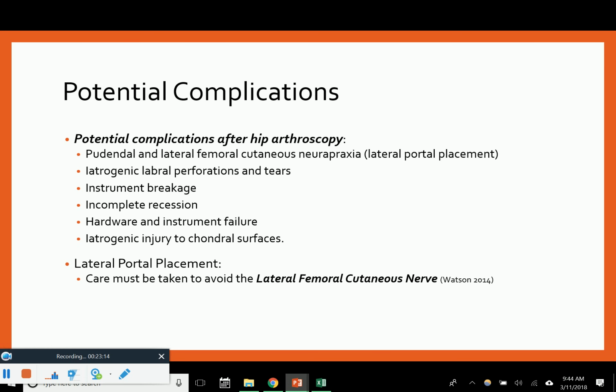Potential complications of hip surgery are pudendal and lateral femoral cutaneous neuropraxia, iatrogenic labral perforations and tears, instrument breakage, incomplete resection, hardware and instrument failure, and iatrogenic injury to chondral surfaces. The lateral portal placement is the most important one because there could be injury to the lateral femoral cutaneous nerve, and of course this gives you sensation to the anterolateral portion of your hip, right? It's not a motor nerve, but it is one that will mess with your sensation.